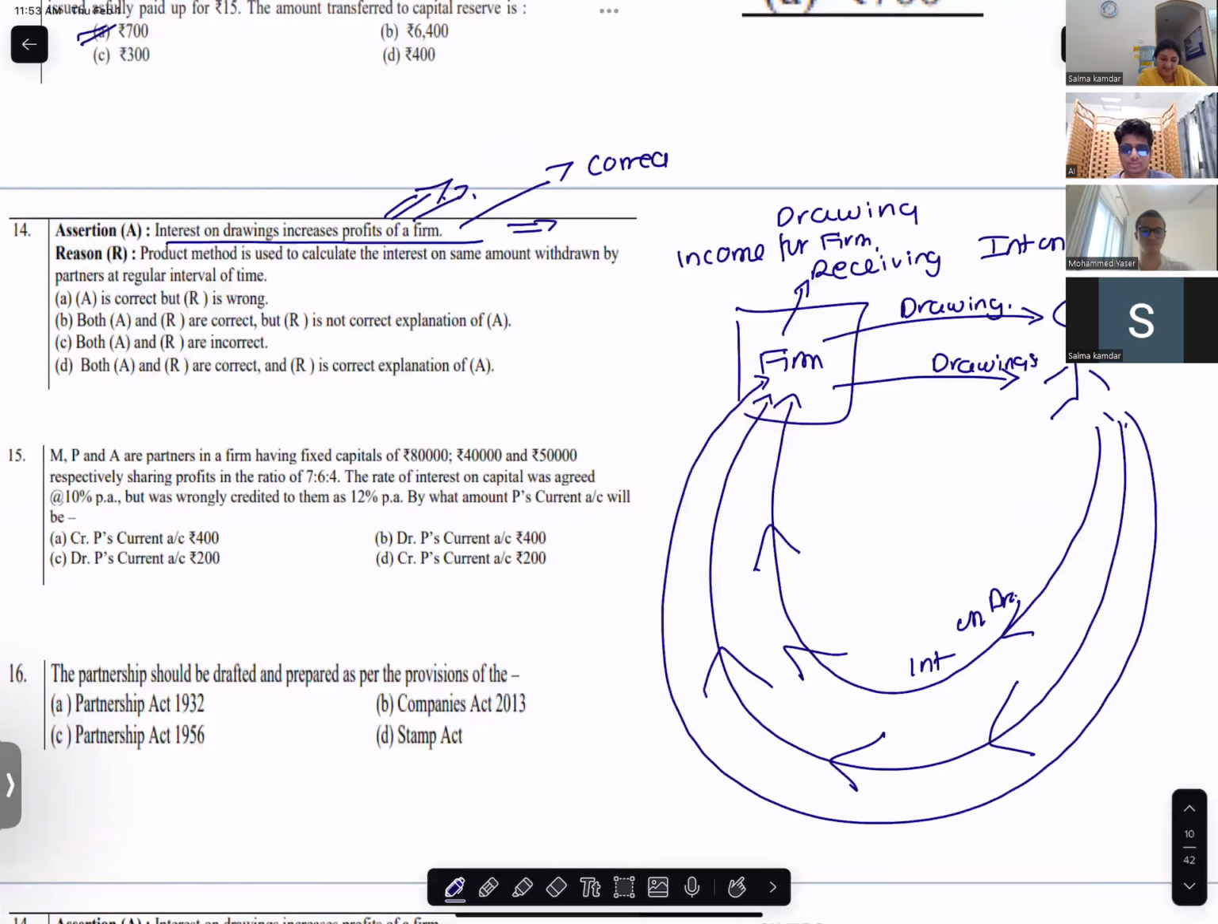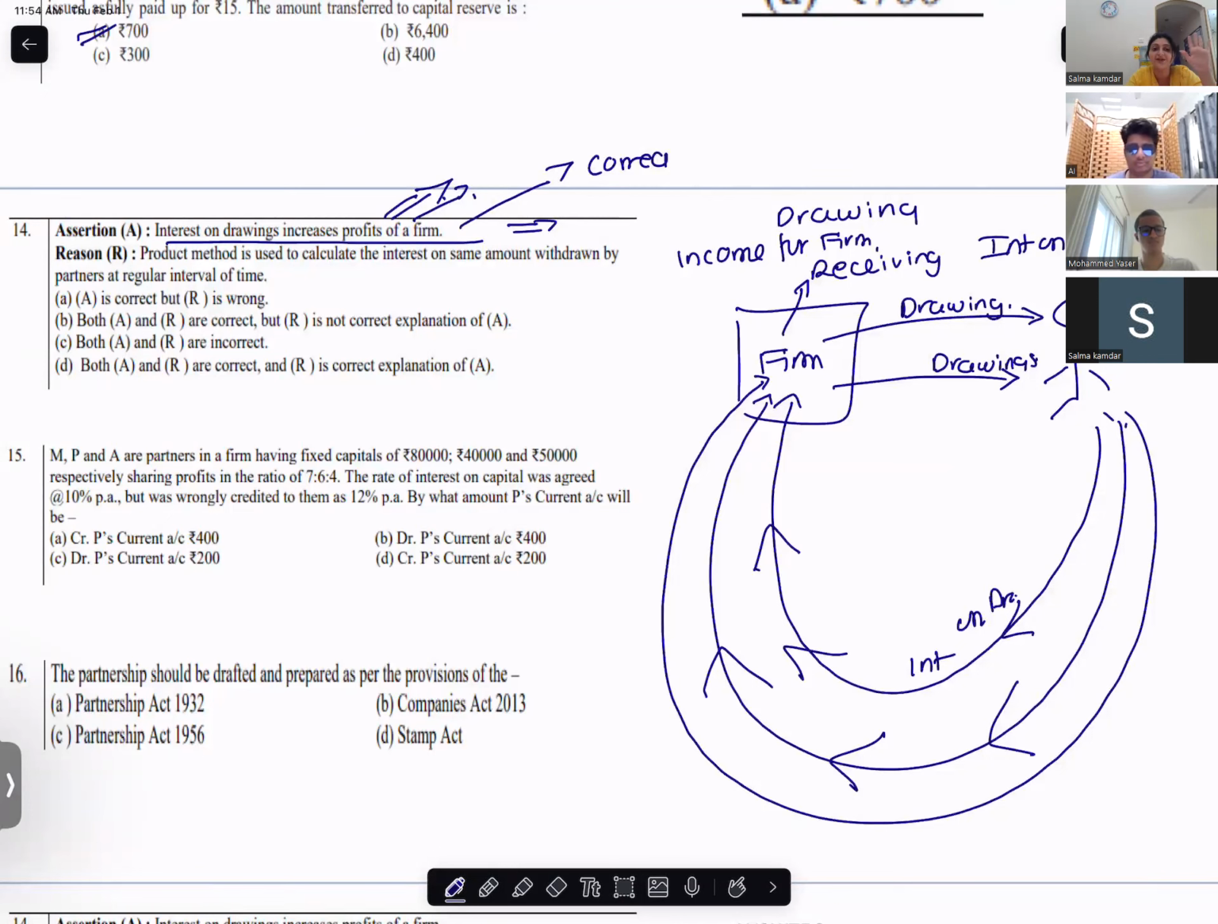But is this reason correct for calculating interest on drawings? Product method is a method to calculate goodwill, right, Anas? So is this reason a correct explanation of your assertion? No. The statement, interest on drawing increases the profit, I agree to this.